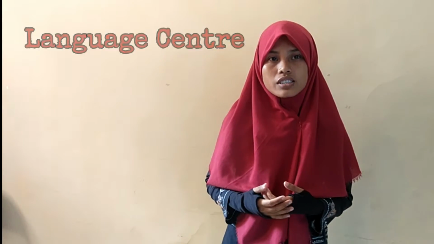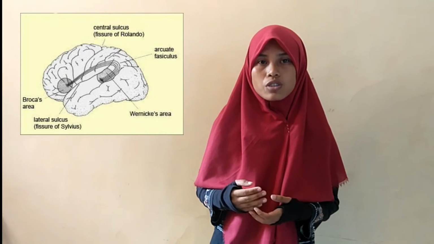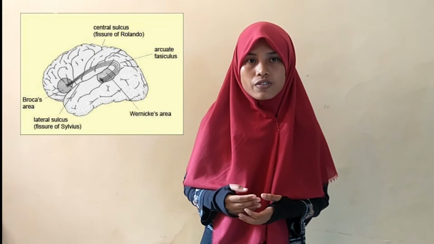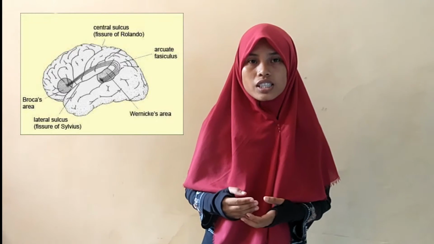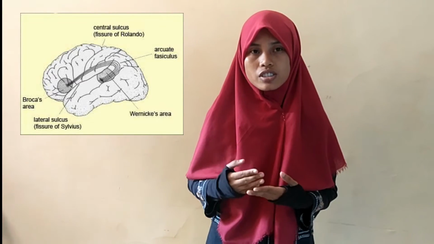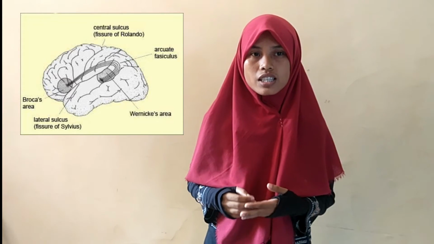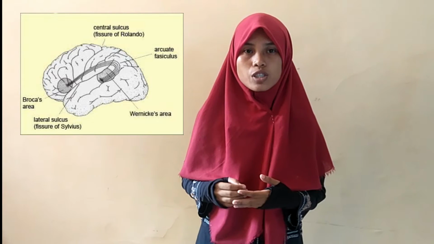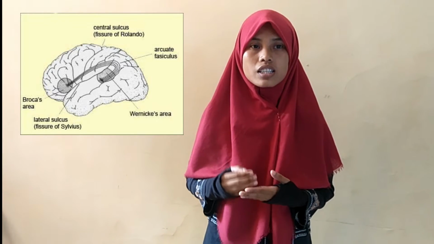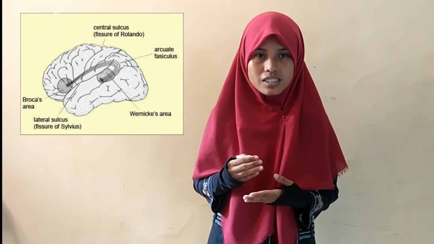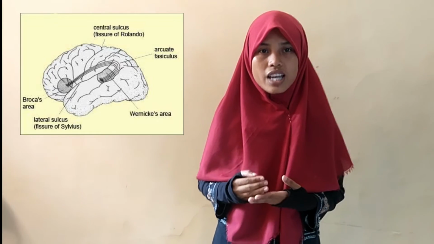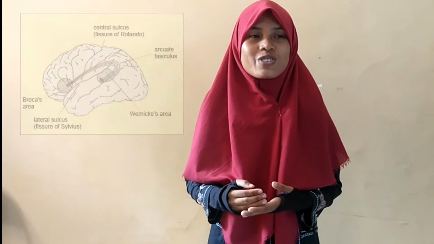The last is language center. Language center is the area of the brain which serves a particular function for speech processing and production. It's located at the base of the motor cortex. Language center is responsible for organizing the articulatory pattern of language and directing the motor cortex when we want to talk.